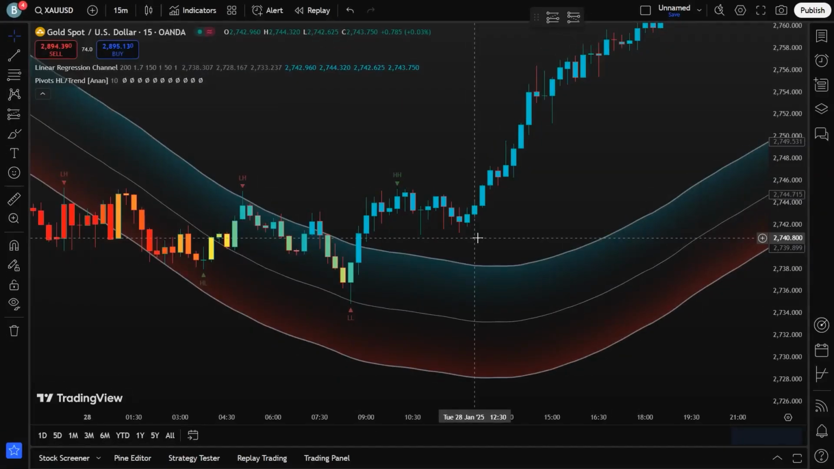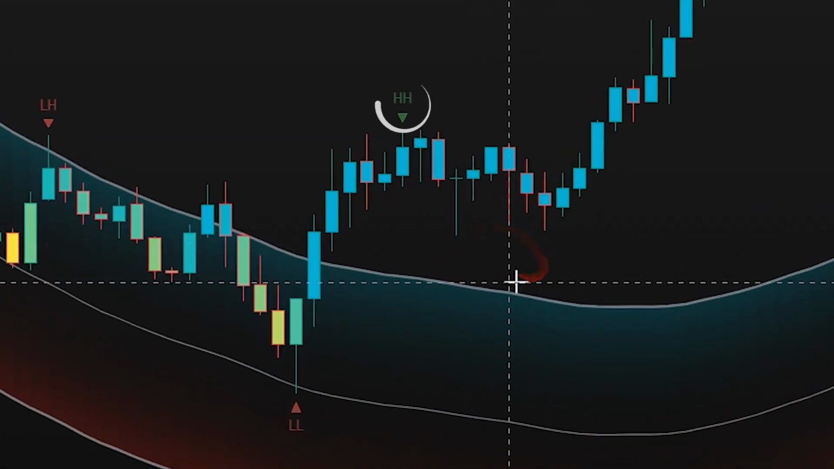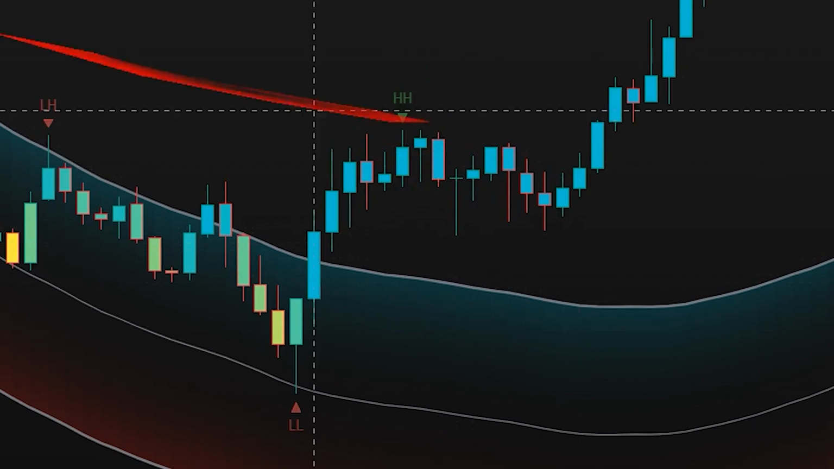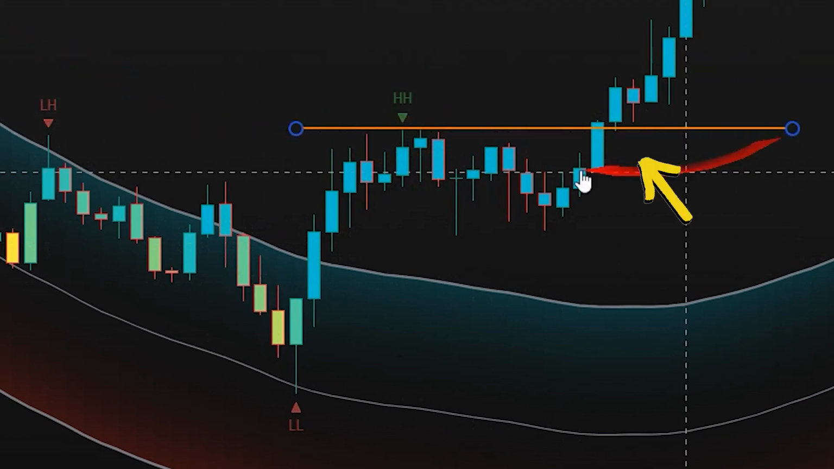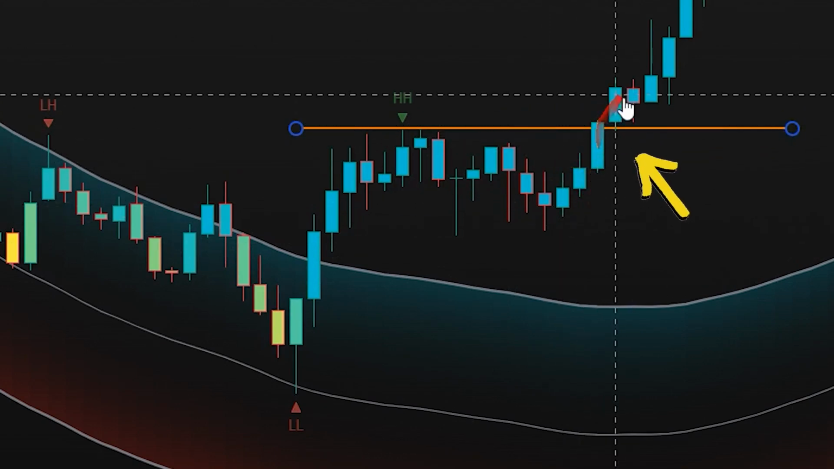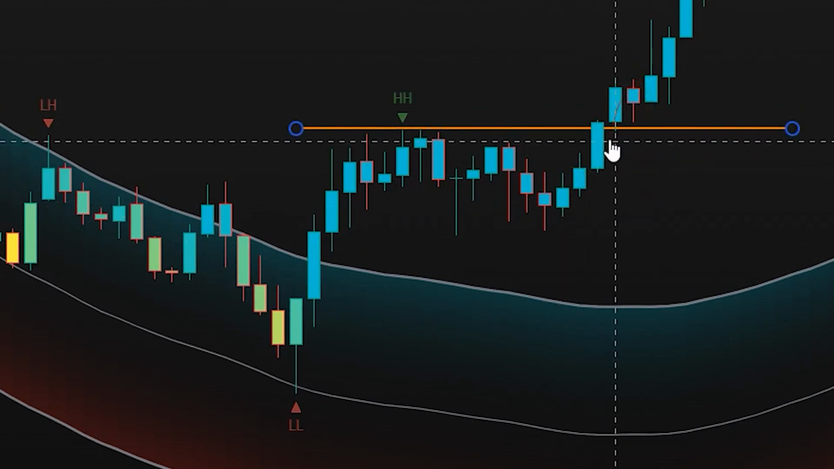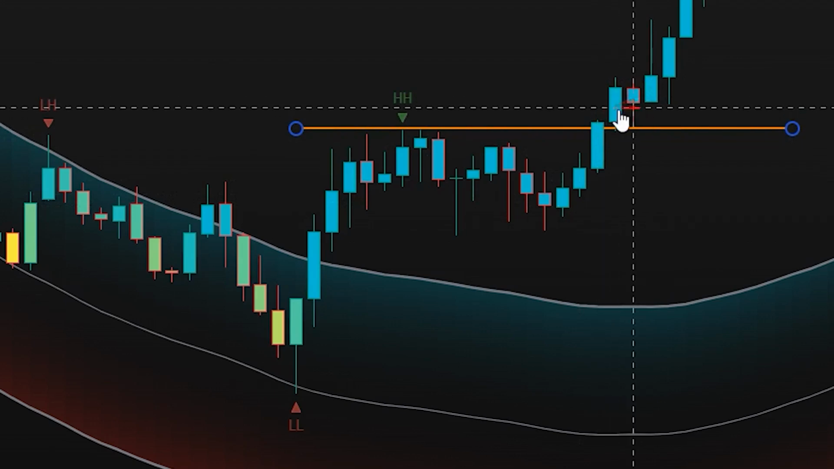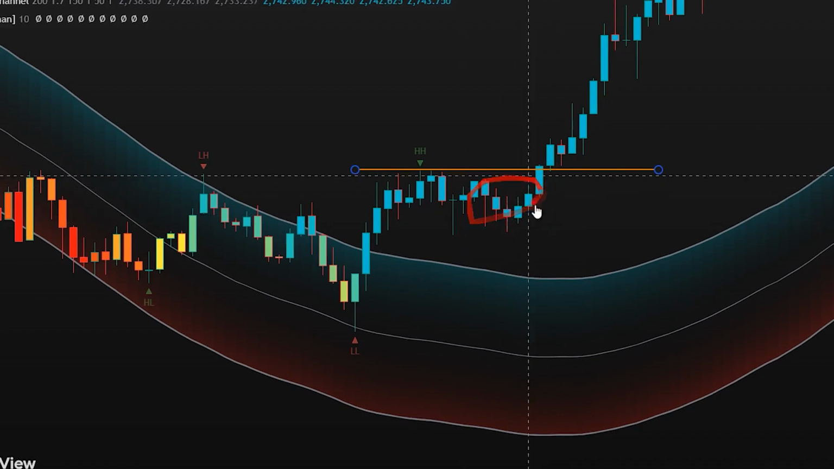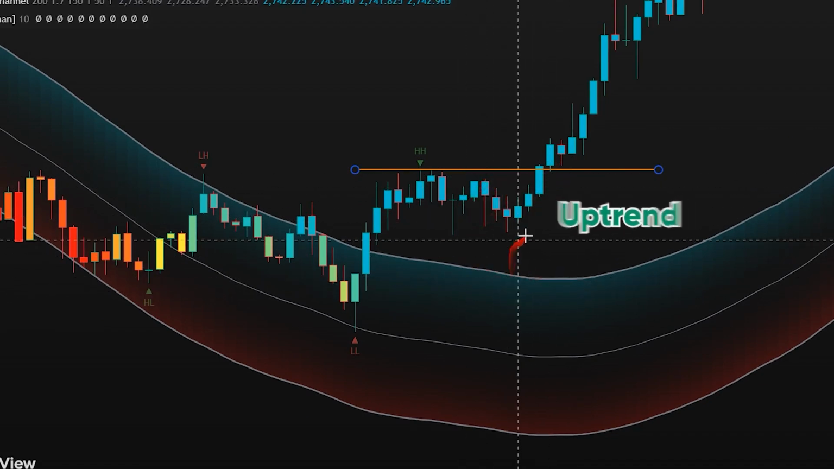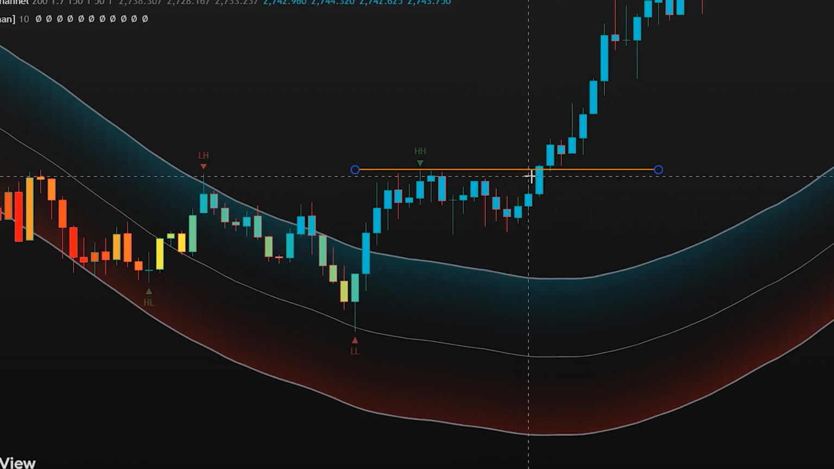Now it's time to know how to enter a trade. First of all, we need to look for a higher high. When you find it, draw a horizontal line on it and wait for a candle to break it upwards and cross it. When this happens, that candle becomes our entry signal for a buy trade. Now check that this signal has occurred in an uptrend. Once you have seen all the conditions together, enter the buy trade.